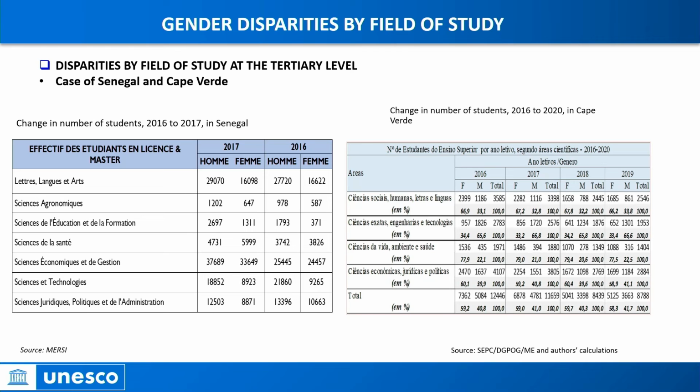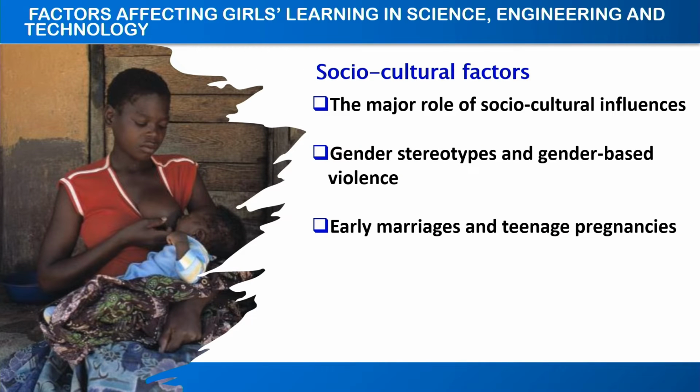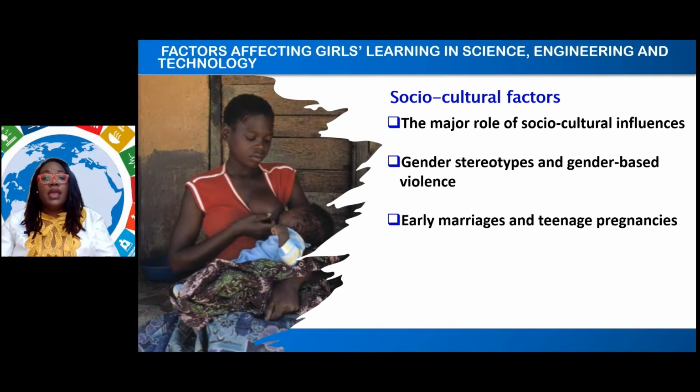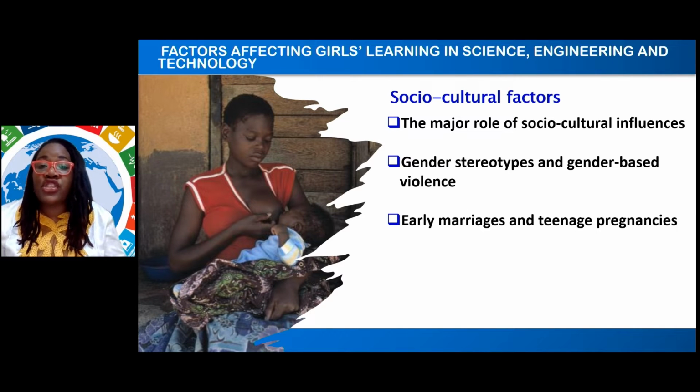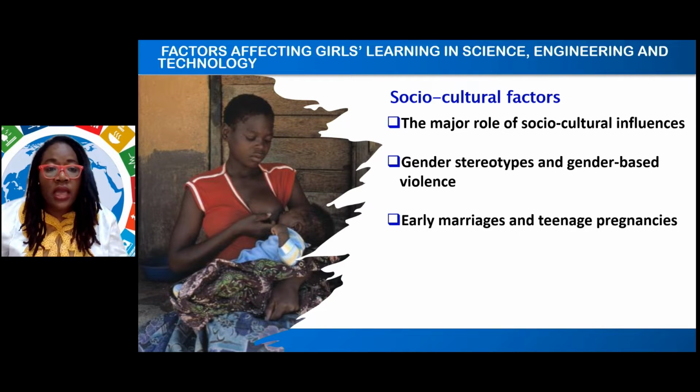Here we have the disparity in male-female by field of teaching. Here's an indicative chart from 2016 to 2017 in Senegal, and the evolution of the students from 2016 to 2020. The factors that affect women's learning and the learning of girls in science, engineering, and technology. There are three main sociocultural factors.